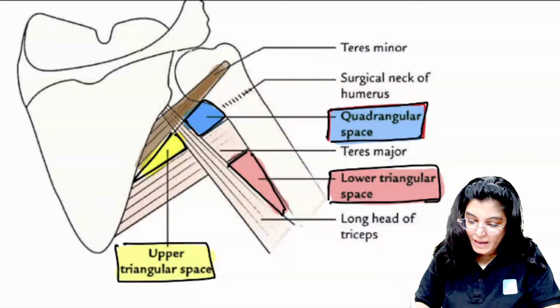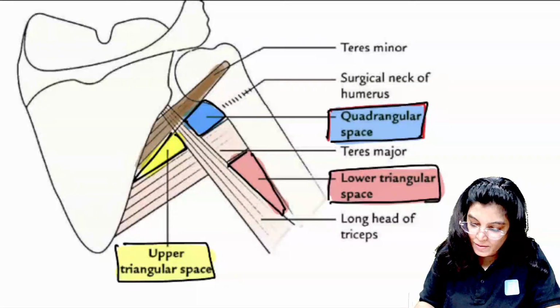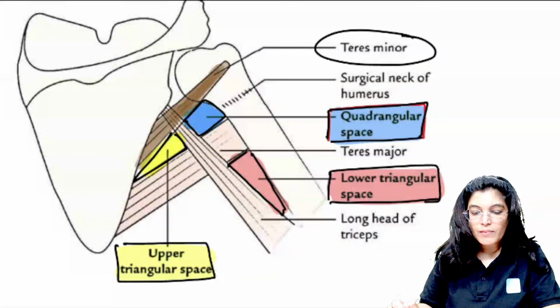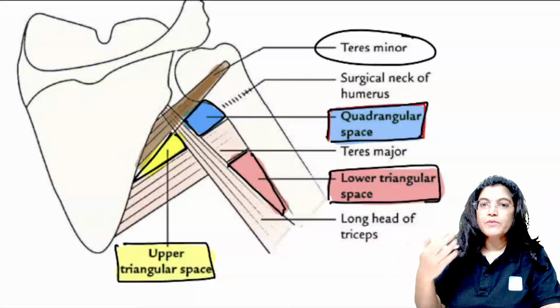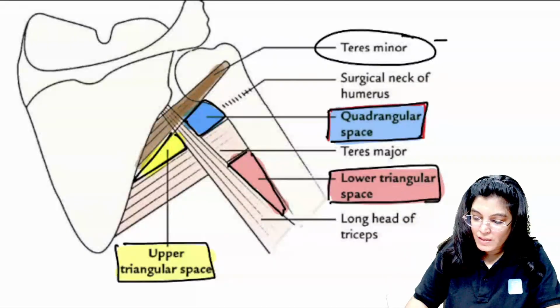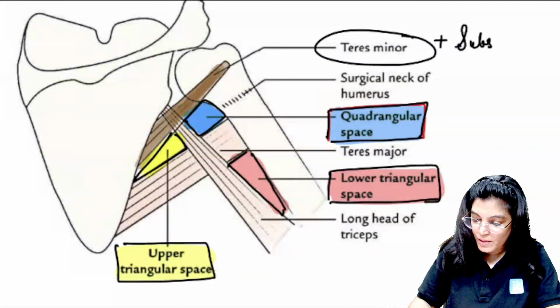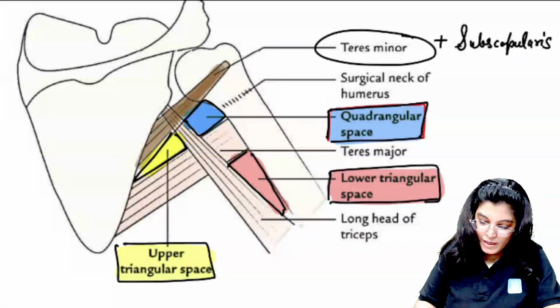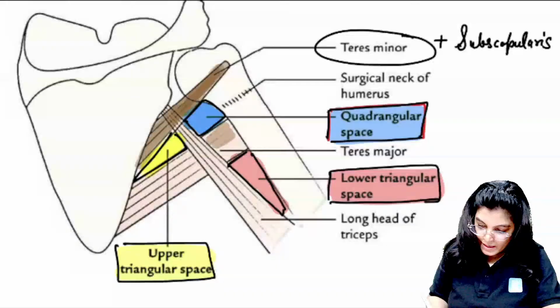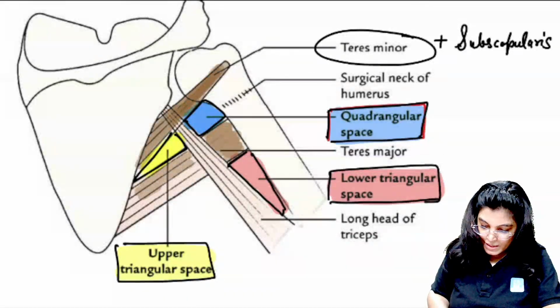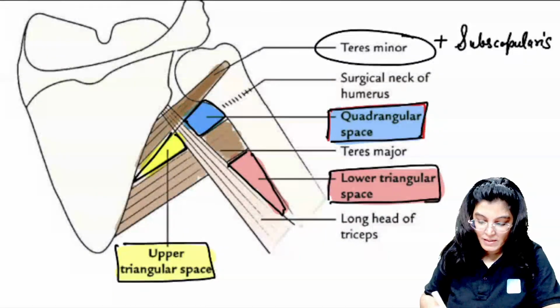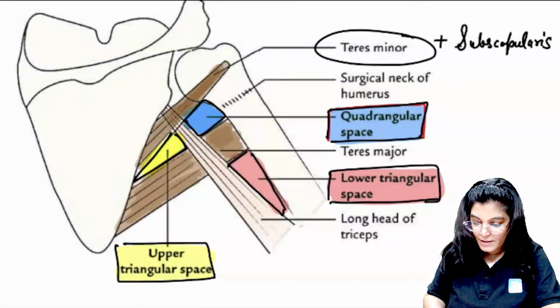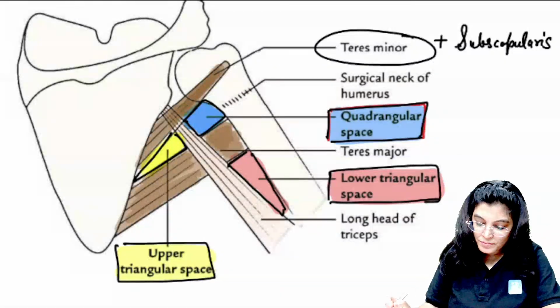So it is superiorly bounded by which muscle? It is superiorly bounded by teres minor muscle. This is the posterior view, and on the anterior aspect, along with this, we will also have the subscapularis muscle. And lower down, you can see the muscle which is bordering it is the teres major muscle. So the lower boundary is formed by teres major muscle. Upper aspect of the quadrangular space is formed by which muscle? Teres minor muscle. Got it?